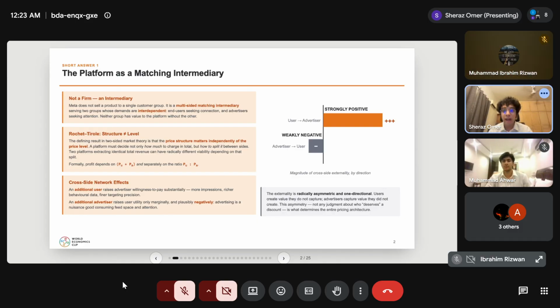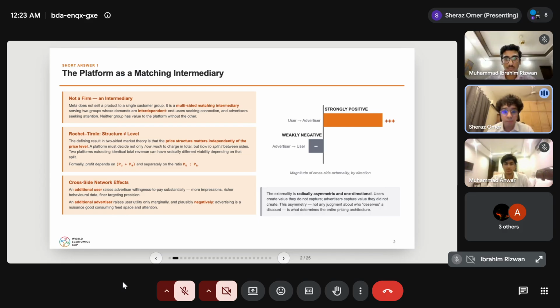between the two sides. That allocation reflects cross-side network effects. Each additional user greatly increases advertisers' willingness to pay through more impressions and richer data, while each additional advertiser contributes little, and perhaps negatively, to user utility, since advertisements consume feed space.